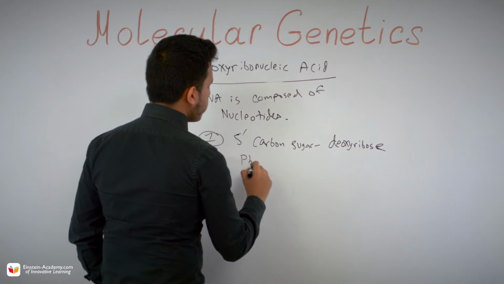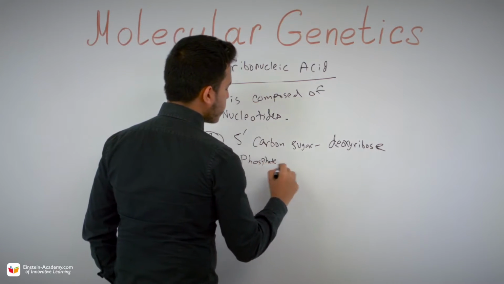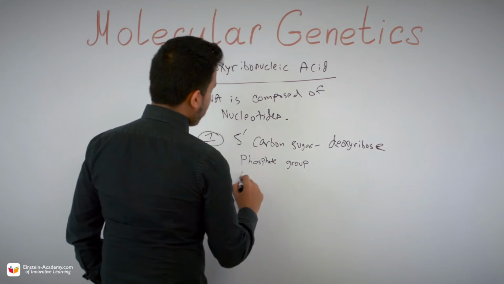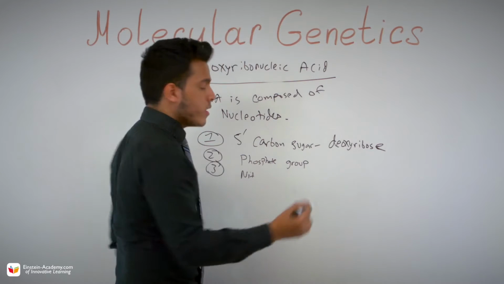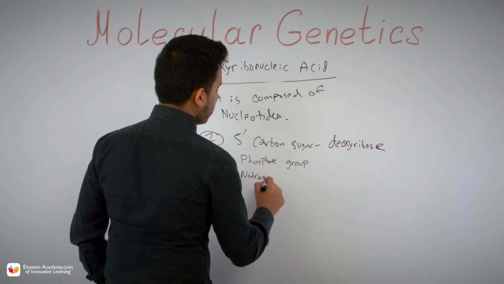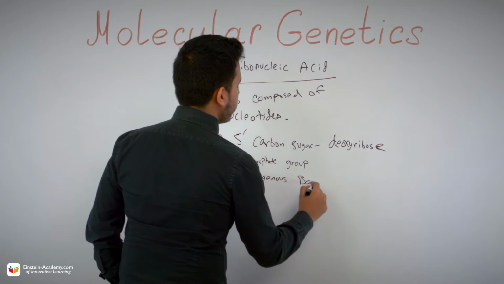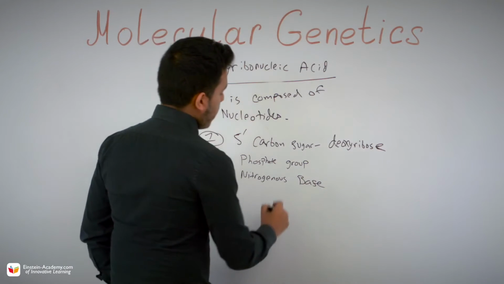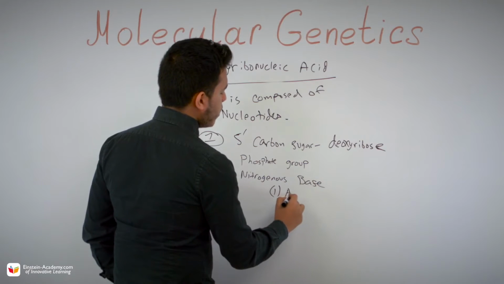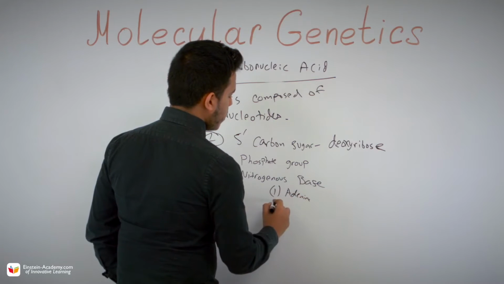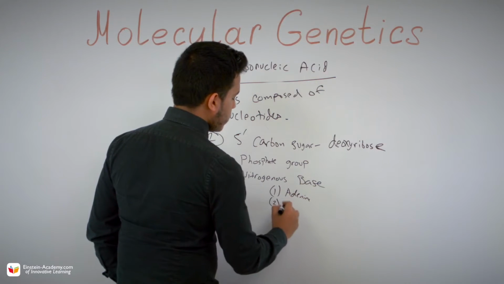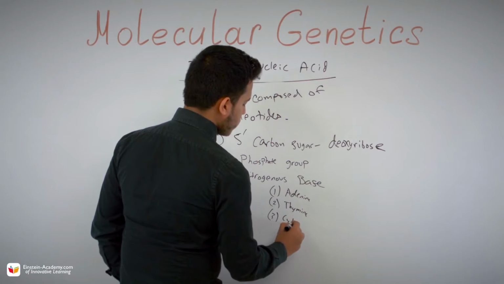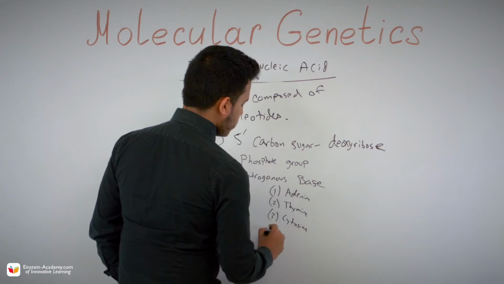I have a phosphate group. And lastly, I have my nitrogenous bases, or one of my nitrogenous bases. If you remember from the previous video, I have 4 nitrogenous bases that I've taught you so far, and they are called adenine, thymine, cytosine, and guanine.